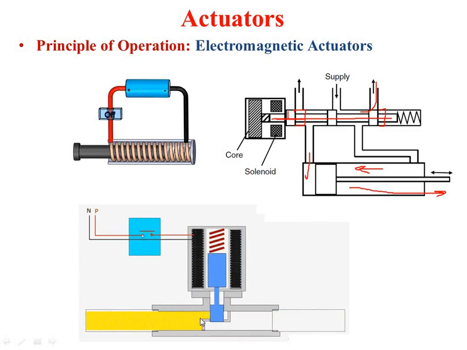You can see the same principle, but here instead of using a single valve, 3 valves are used, and these 3 valves are controlled with the help of a single core solenoid, and that will move the direction of this piston in the linear motion. Okay, so this is how the electromagnetic actuators work.